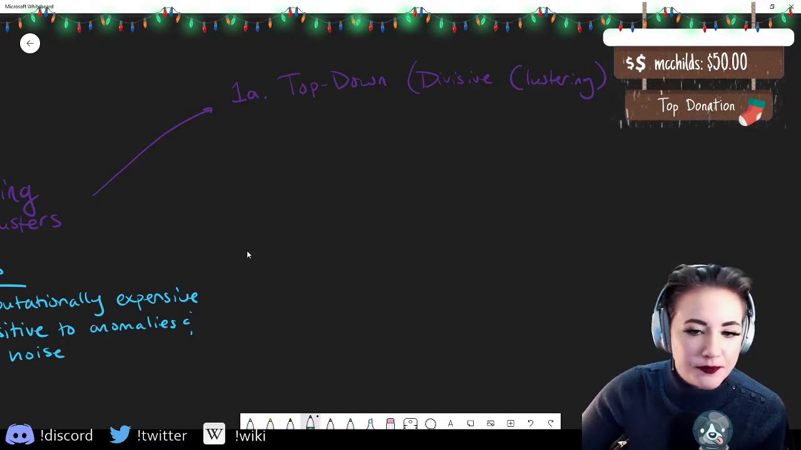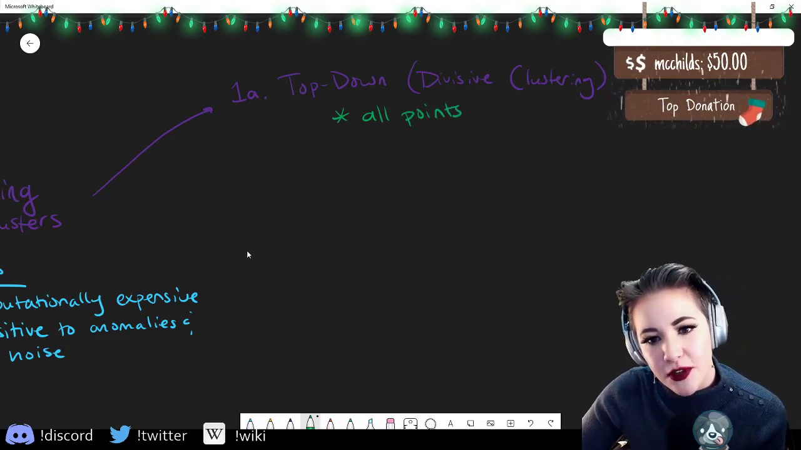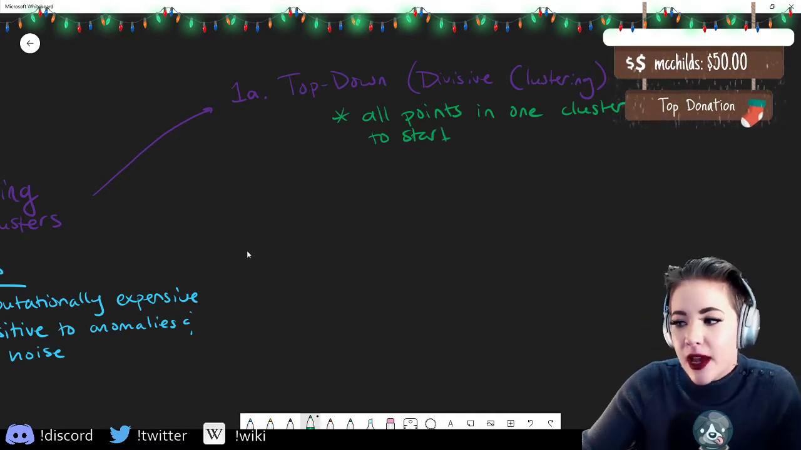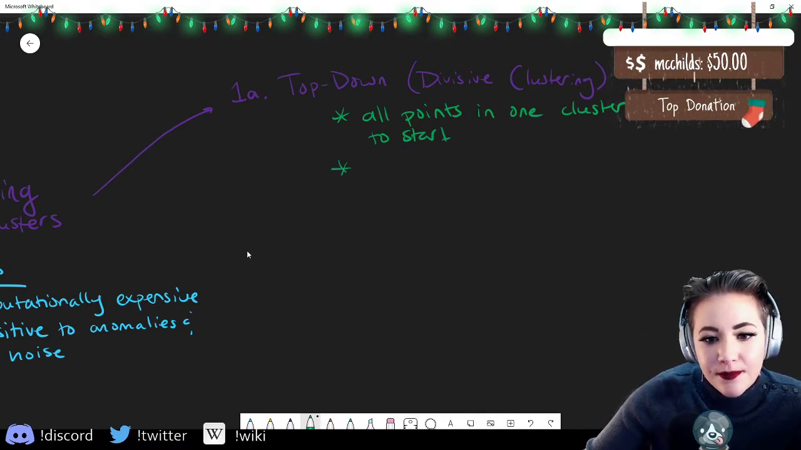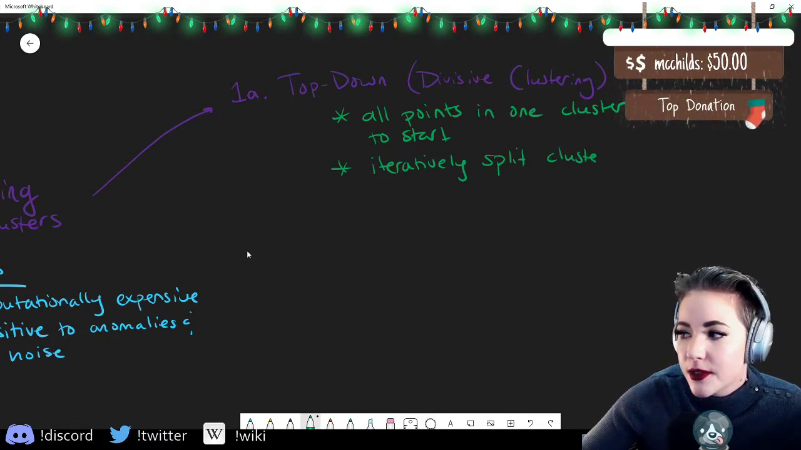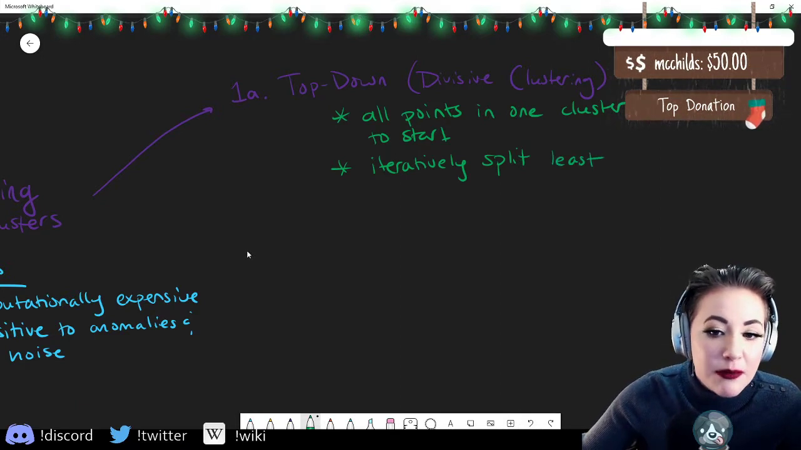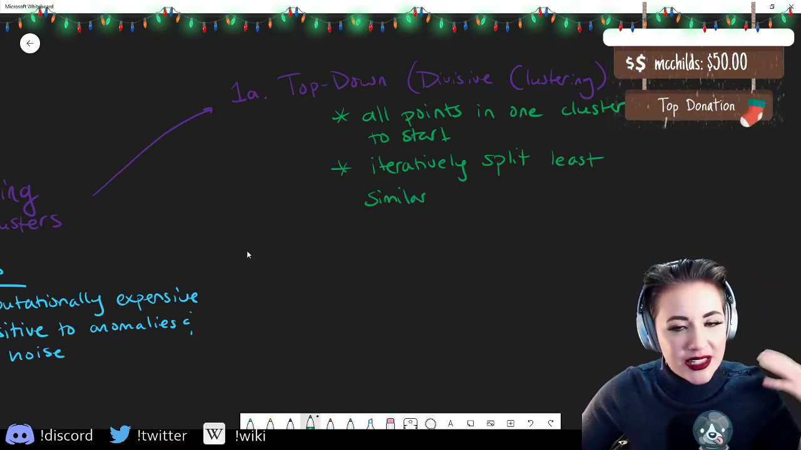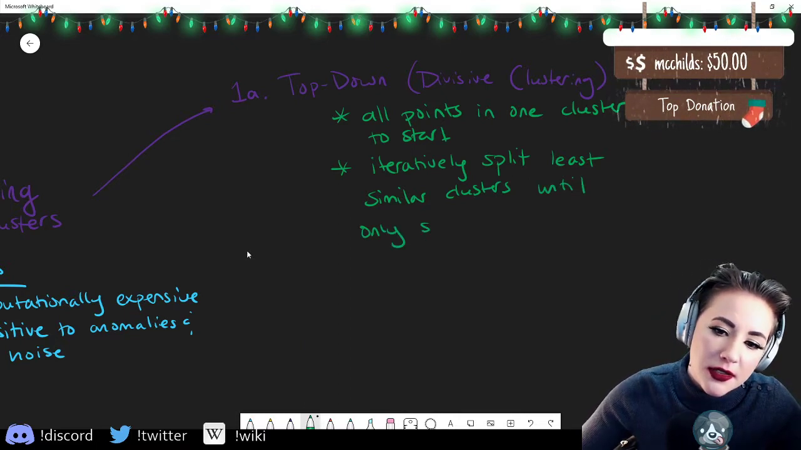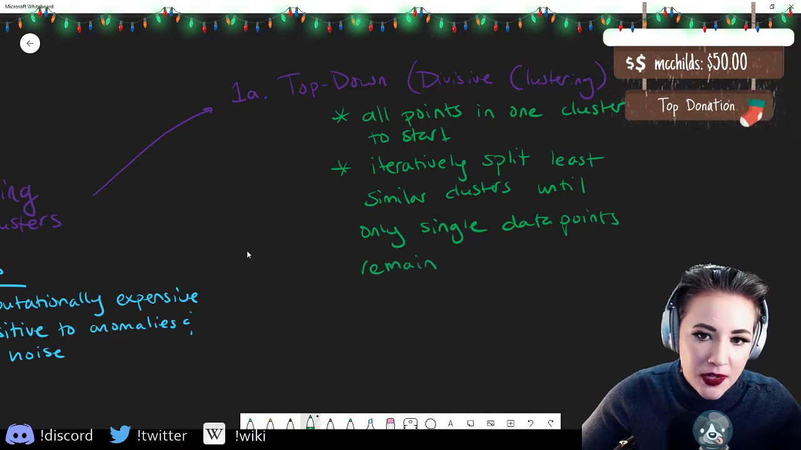So this is where we start out with all of our points. All of our data points are going to be in one cluster to start. All right, and then from there, what we're going to do is iteratively split the least similar clusters. You might think about that as our least dense clusters. Until only single data points remain. That's our top-down approach.